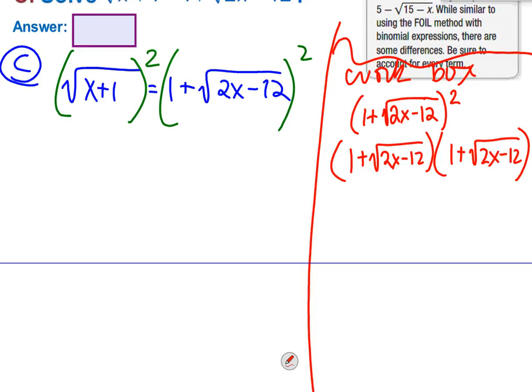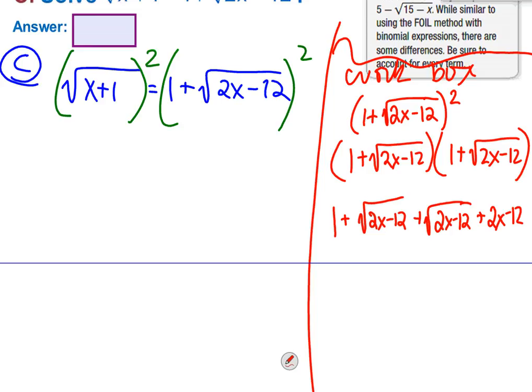First terms, 1 times 1 is 1. Outside terms is plus 1 of these, plus square root of 2x minus 12. Inside is one of these again, plus square root of 2x minus 12. And last terms, when I multiply square root of 2x minus 12 times square root of 2x minus 12, I just get 2x minus 12. So I can just write plus 2x minus 12. So that's what happens there.